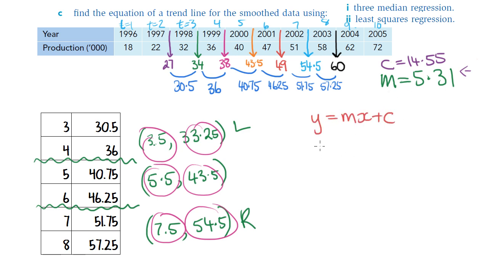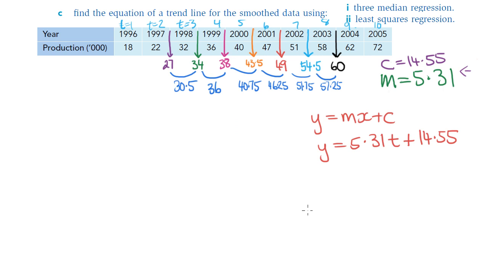Now I can write my regression equation in the form y equals mx plus c. y equals 5.31x, although this is actually t for this example, plus 14.55. So that's my equation when I use the 3 median method for regression. What about when I'm using least squares? In further maths, we don't teach you to do this out by hand. You just need to use your calculator.